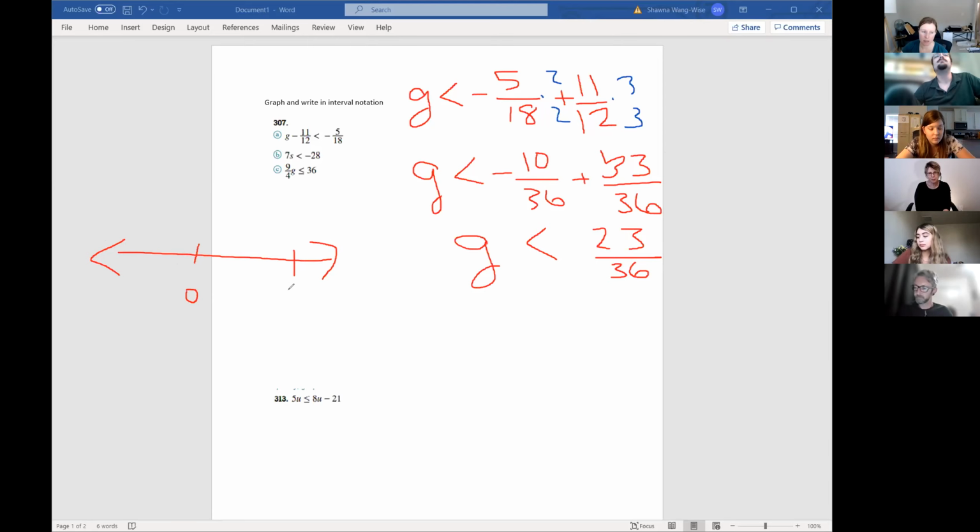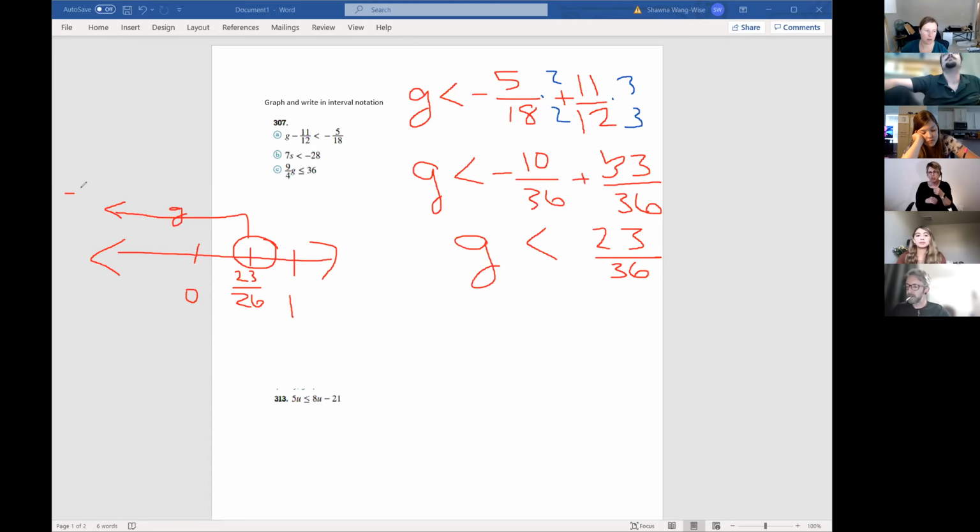So 23 over 36 is between 0 and 1. So let's put it there. Do you know if it's going to be an open circle or a closed circle? Would it be open? Good. And then G is less than 23 over 36. So is that left or right? Would be left. Yeah, because this is G and G is less. And then that goes to -infinity.